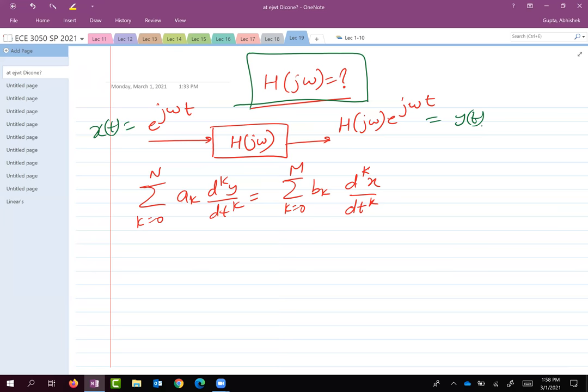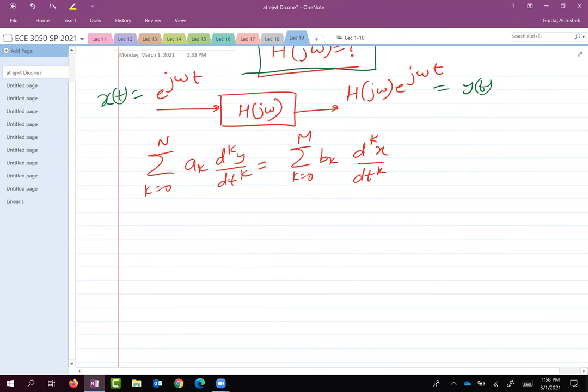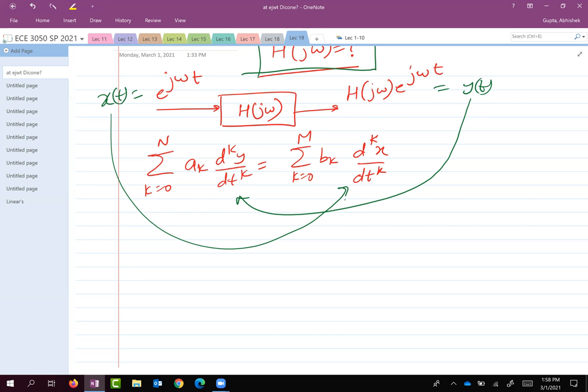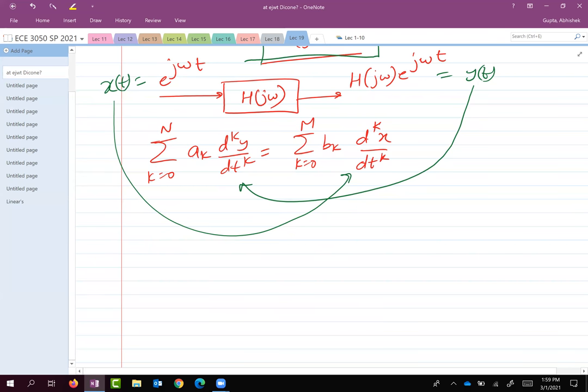Okay, that's a good idea. I was actually looking for another method, which is to just substitute y of t and x of t in the differential equation, and we'll get H of j omega as a byproduct. So let's do it both ways. Let's do it the way one of your classmates mentioned, which is to take the Fourier transform of both the sides. And the other way is to just substitute x of t and y of t in this expression to get H of j omega. So let's try both the methods.